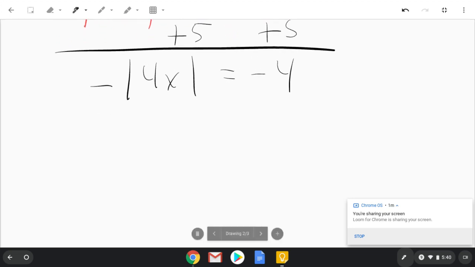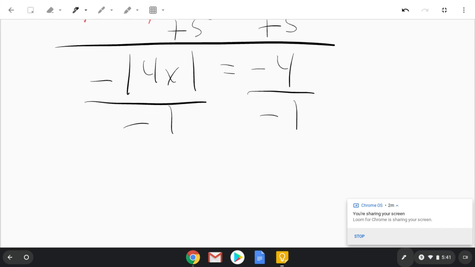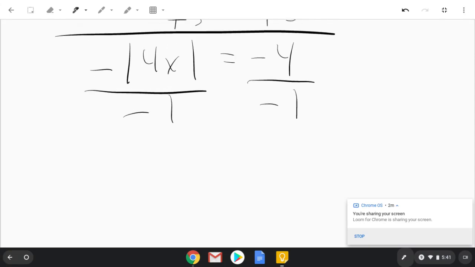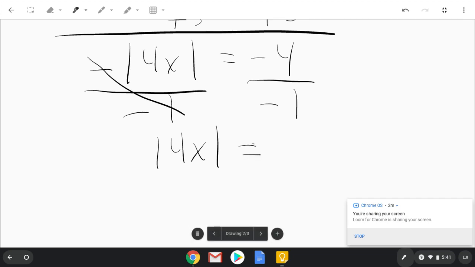But we still get to divide. We have to get rid of this negative sign. So we're going to divide both sides by negative 1. That way these two negatives can cancel, just leaving us with the absolute value of 4x is equal to negative 4 divided by negative 1, which is positive 4.